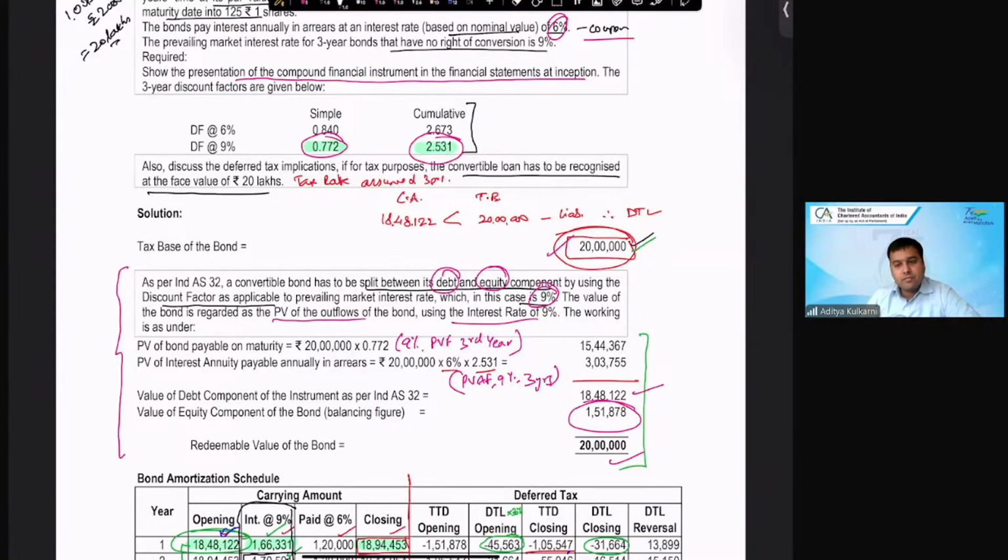Yes, sir. Basically, they are computing the present value of the bond as well as the present value of the interest, and they are adding it together and calculating the redeemable value on the future date. Geeta, did you follow? Anushi, did you follow? Yes, sir. That's the calculation you understand. So the present value calculation, which gave you this 18 lakh 48, that is your liability or debt component. The balancing figure is your equity component.